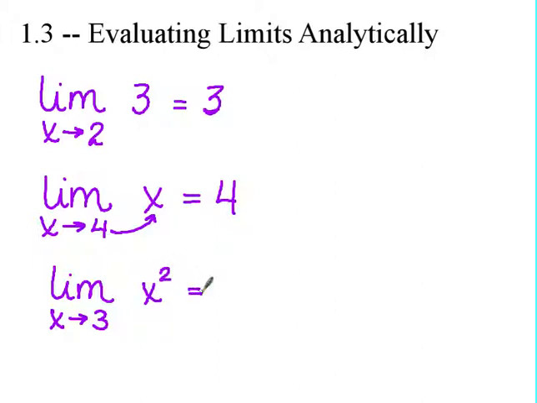Okay, the limit as x approaches 3 of x squared. What was it? 9. So, all we're doing once again is we're taking 3, plugging it in for x. Okay, fairly straightforward. That's pretty much what a lot of today is going to be. It's just going to be direct substitution. So let's go ahead and look at another one.